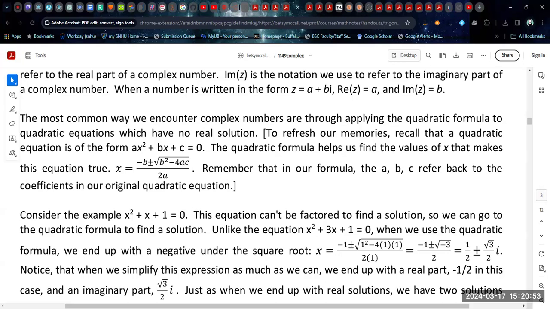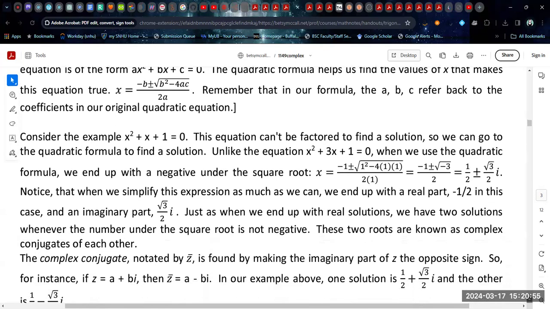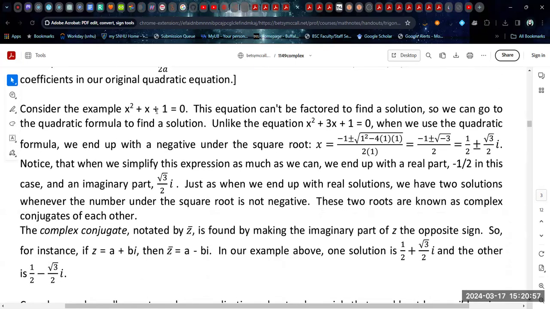So as an example, if I'm trying to solve the equation x squared plus x plus 1, this can't be factored. So I can use the quadratic formula to find it. When I use something like x squared plus 3x plus 1, I'll end up with a positive value under the square root. But in this case, I'm not going to end up with a positive value under the square root.